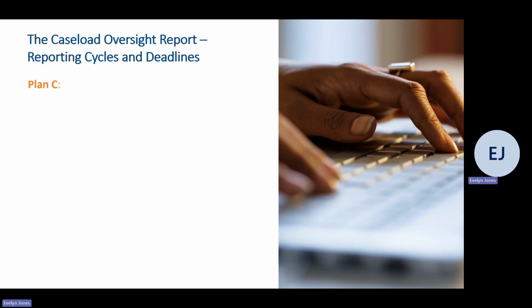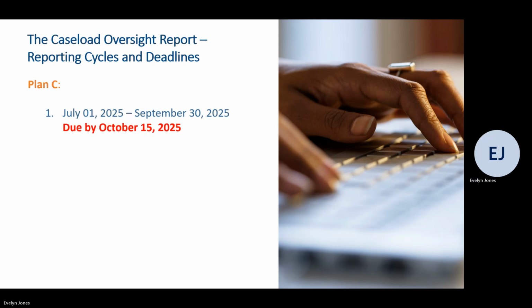With Plan C, you will have 4 reporting cycles each calendar year. The reporting cycles are the same each year. The first reporting cycle will start July 1st, 2025 and run to September 30th, 2025. The deadline for the report for that cycle would be due by October 15th, 2025.